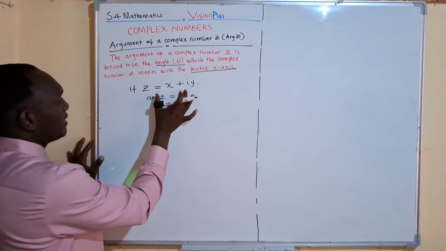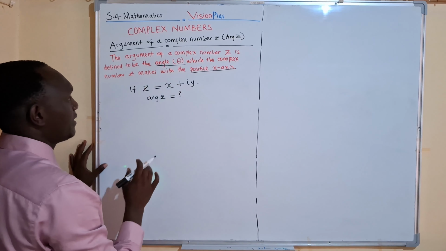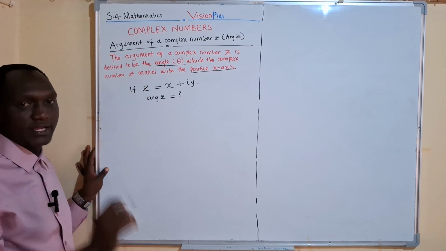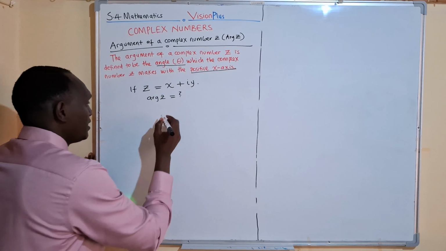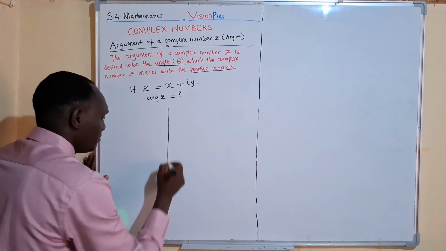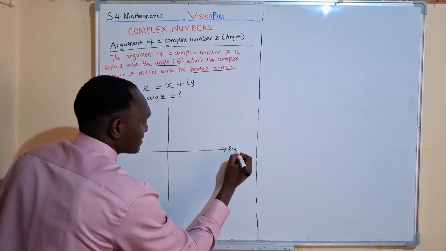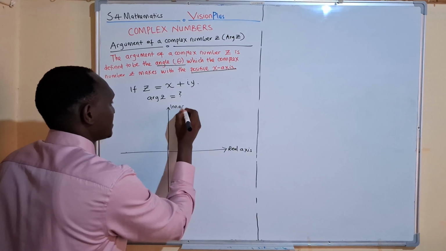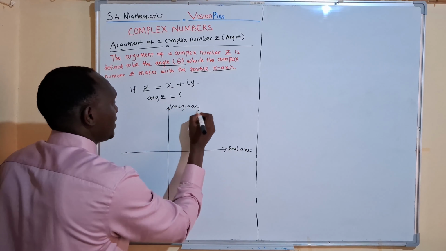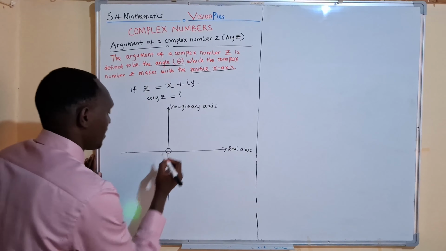For instance, let me represent this on the Argand diagram and we see how we can get the argument. Remember, for you to get the argument correctly, you must first illustrate that complex number on the Argand diagram. So let me draw the Argand diagram, which has two axes. This is the real axis. This is the imaginary axis. This forms the complex plane. This is the origin that you can mark.